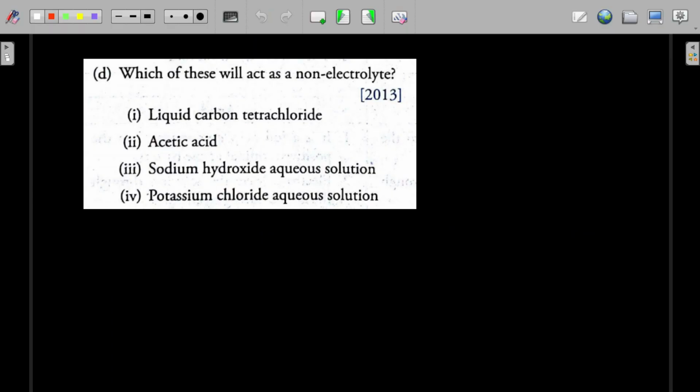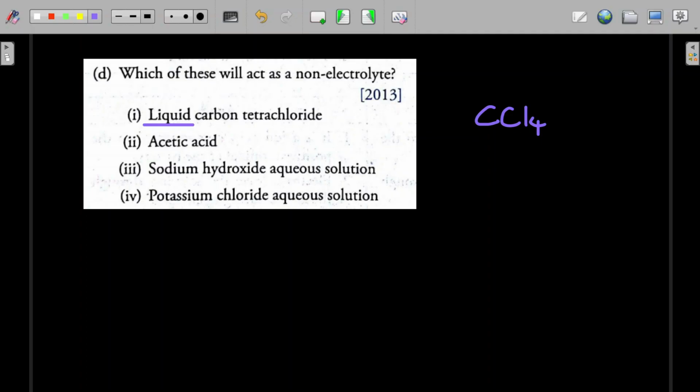Okay, which of these will act as a non-electrolyte? Darshwana, can you tell me which one? Acetic acid, okay. What about liquid carbon tetrachloride? No, liquid. Liquid means not aqueous. Aqueous means you dissolve in water. Liquid means it's just changing into liquid state, right? So now tell me, CCl4 is what type of compound?